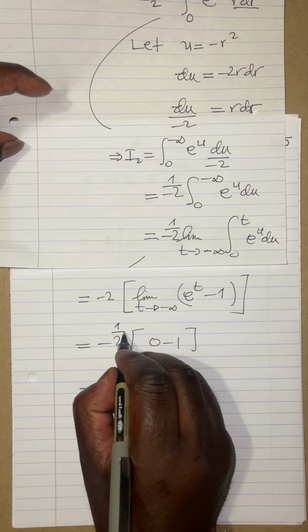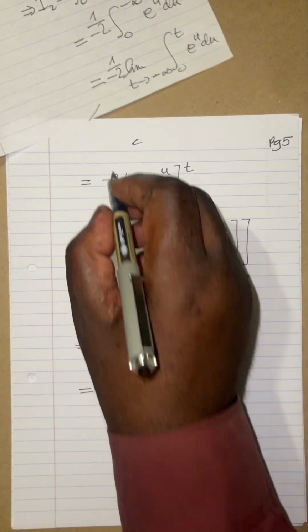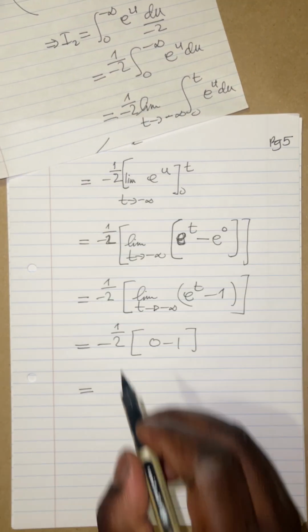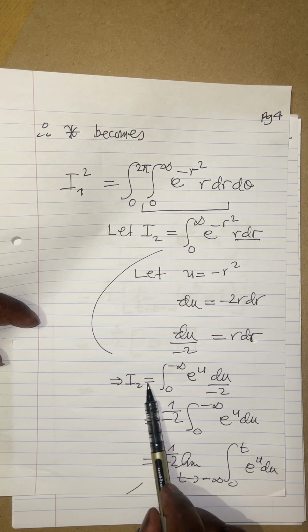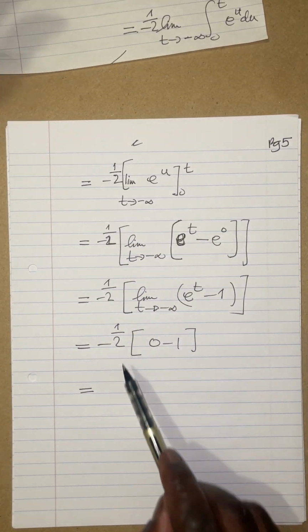So this is minus half, and minus half, and minus half. Luckily I saw it quick enough, otherwise we would have landed into trouble. Now you can see from here that it's actually minus half that comes out, not minus 2. So minus half, minus half, minus half.